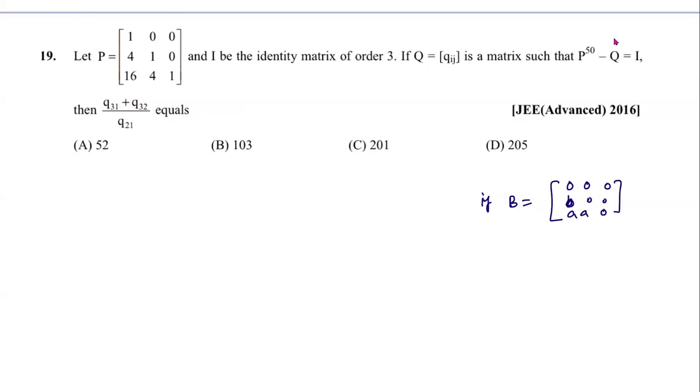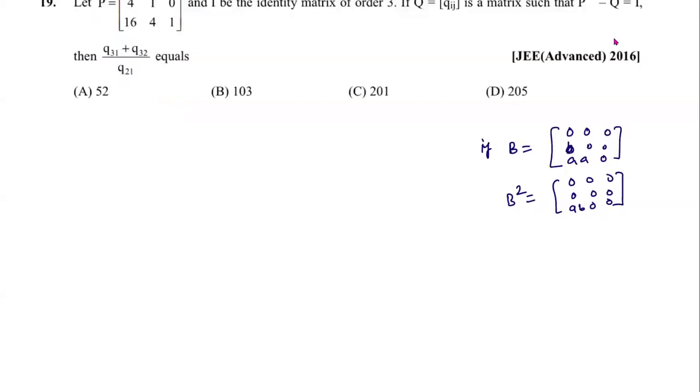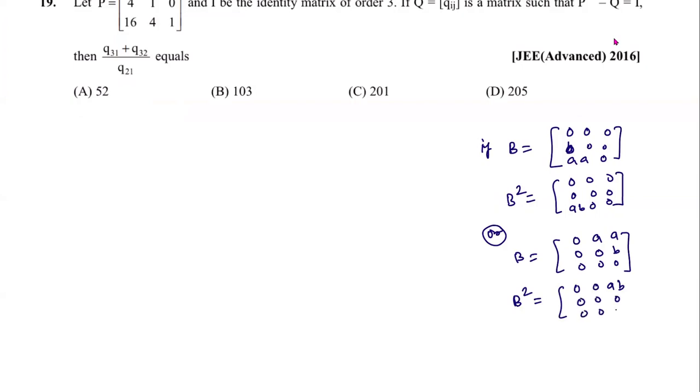Yes, sir. Then what is B square? Directly you can write 0 0 0 A B 0 0 0 0. Correct? Or we can use the shortcut like this. If B is 0 A A, 0 0 B 0 0 0, then what is B square? 0 0 A B 0 0 0 0. Am I correct?